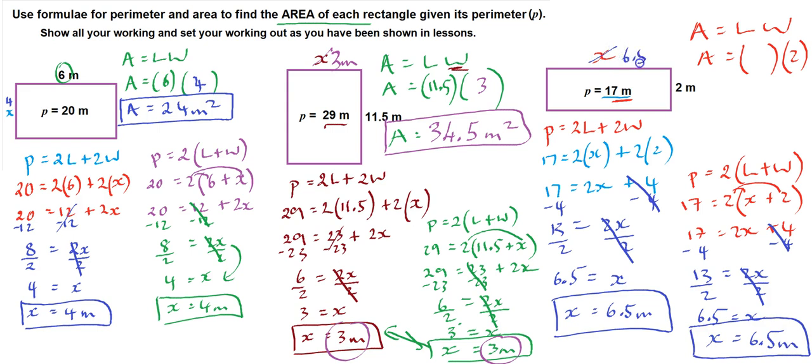So this is 6.5. Substitute into the formula. The length is 6.5. The area equals 6.5 times 2. And that's 13 meters squared.